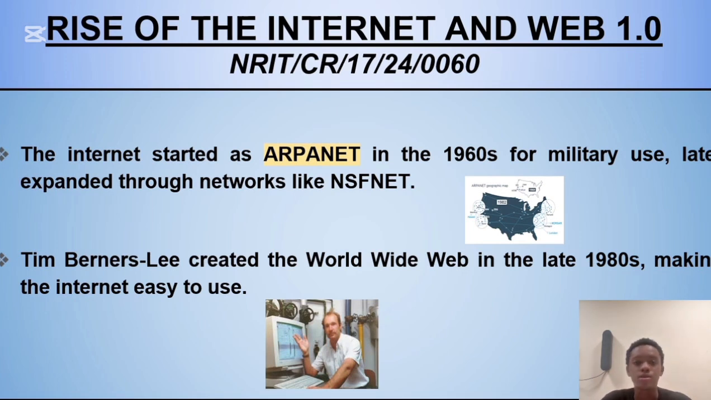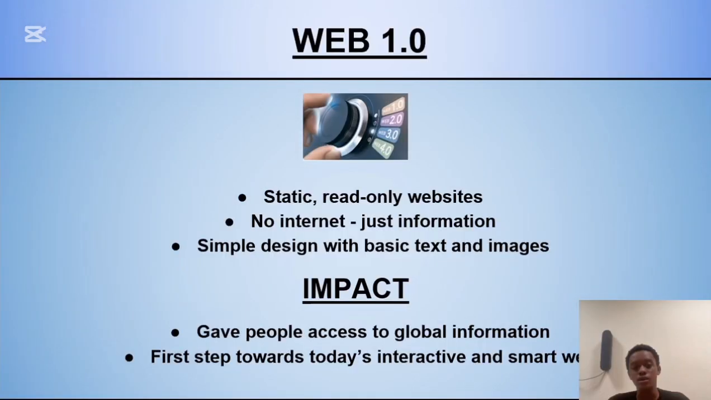I'm reading something here which will explain this. The internet has changed the way the world communicates, receives information, and changes technologically. Emerging from military and university research in the 1960s to 70s, the internet started as ARPANET, as I already said. Someone will ask, what is ARPANET? It's the Advanced Research Projects Agency Network. The first step towards today's interactive and smart web.